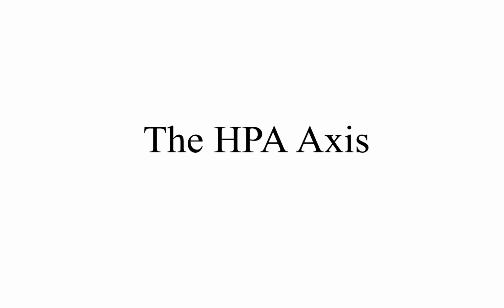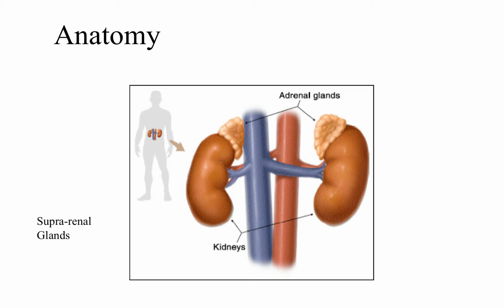Hi everyone, let's talk about the HPA Axis, and that stands for hypothalamic pituitary adrenal. So this is an axis system in the endocrine system as a whole that is generally thought of as the stress pathway, but when we talk about stress, I want you to think of physiologic stress, not necessarily so much psychological stress. So looking at the hypothalamic pituitary adrenal system.